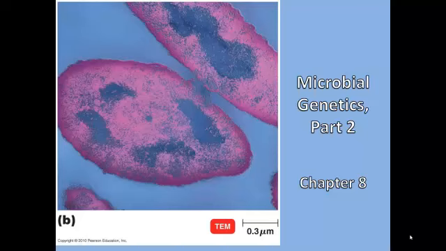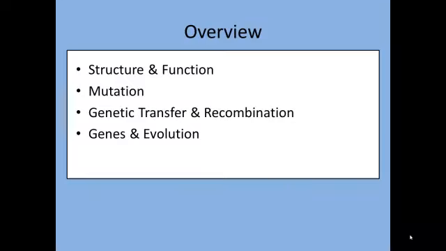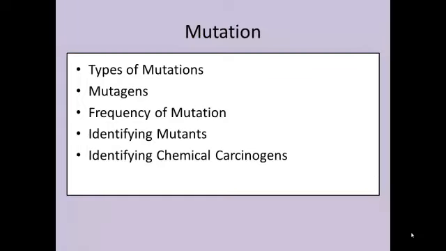Welcome to Chapter 8, Microbial Genetics, Part 2. In this section, we're going to cover mutation, genetic transfer and recombination, genes and evolution. Under the topic of mutation, we're going to be talking about the types of mutations, mutagens, or these things that cause mutations, frequency of mutation, identifying mutants, and identifying chemical carcinogens.